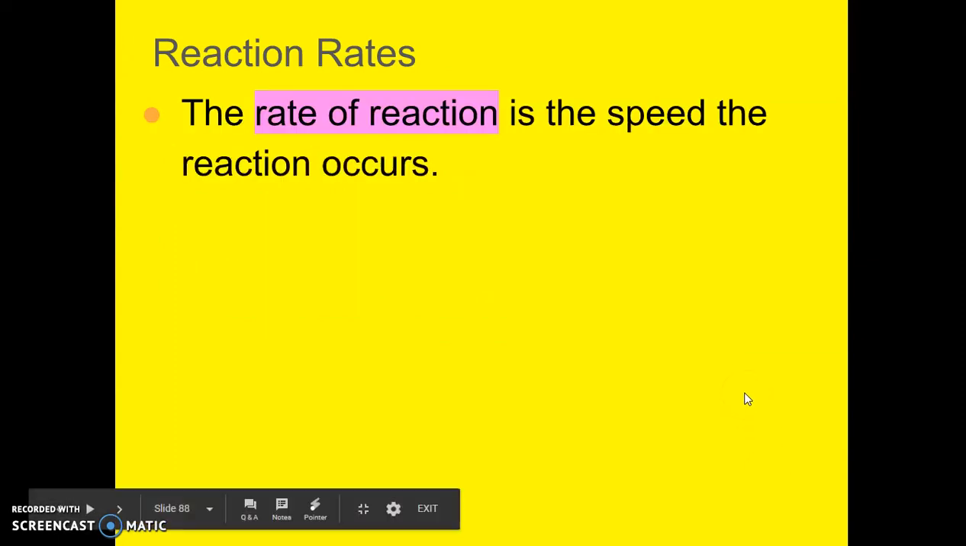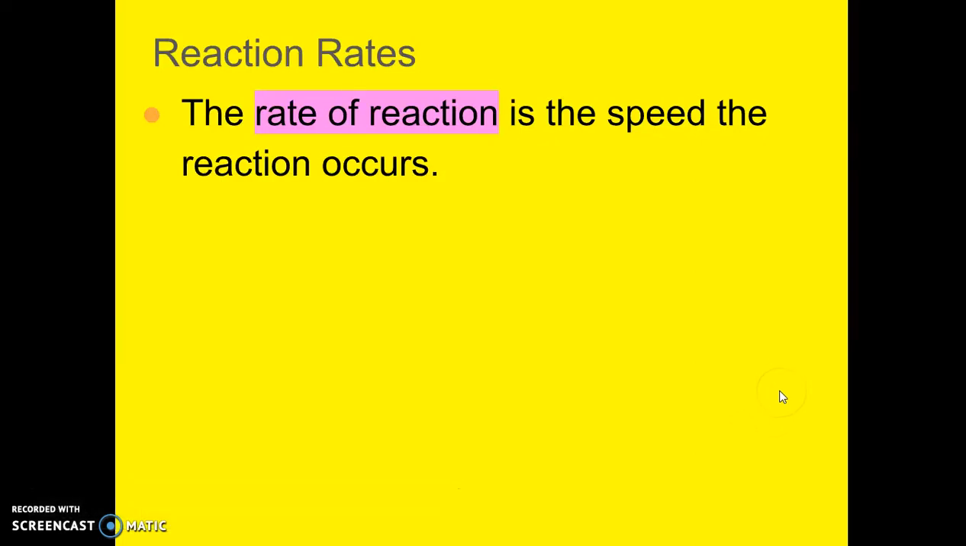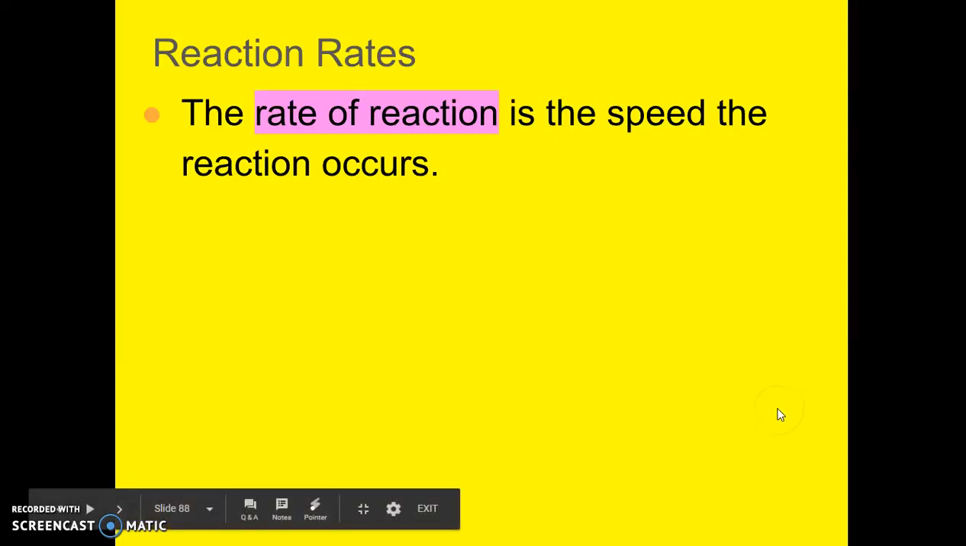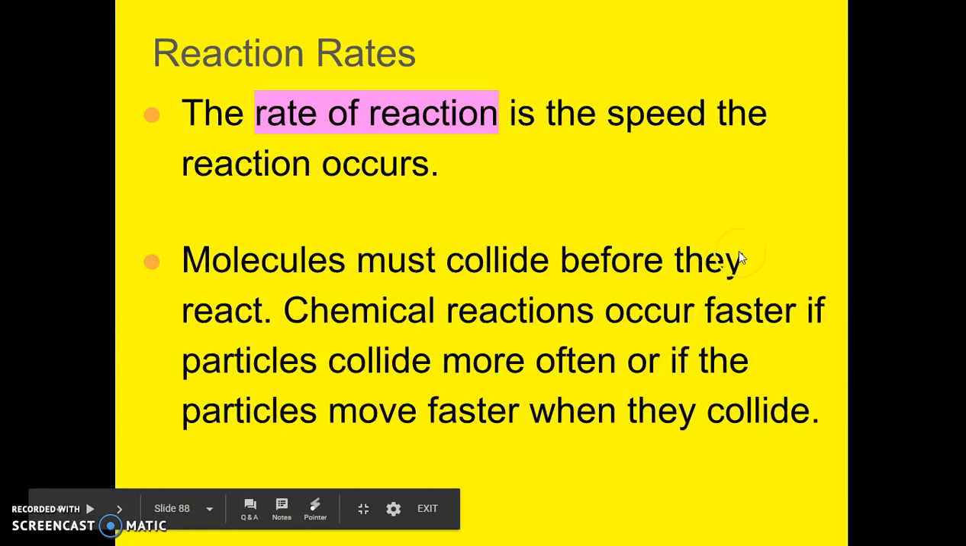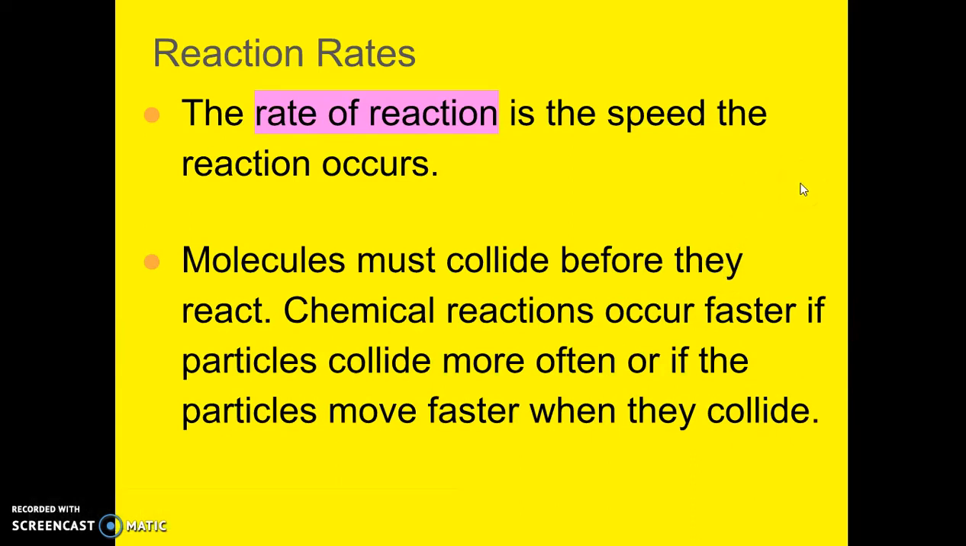So reaction rate, that is the rate of reaction, is the speed the reaction occurs. So how long does it take, or how fast does that reaction happen? Molecules collide before they react. So chemical reactions occur faster if particles collide more often. That's just kind of common sense. So if your particles are moving faster, or you get more collisions between them just because there's more particles, your reaction is going to happen faster.